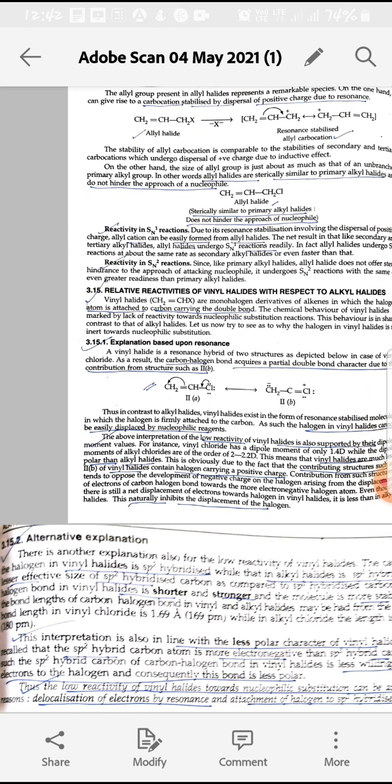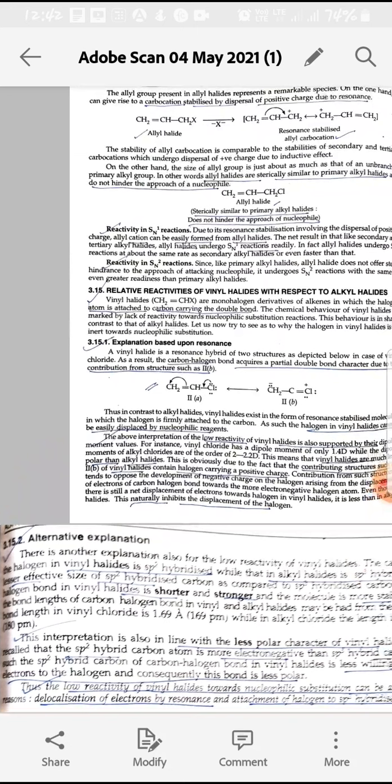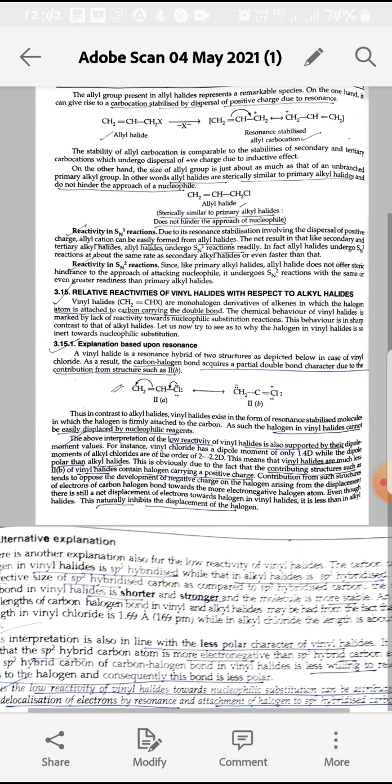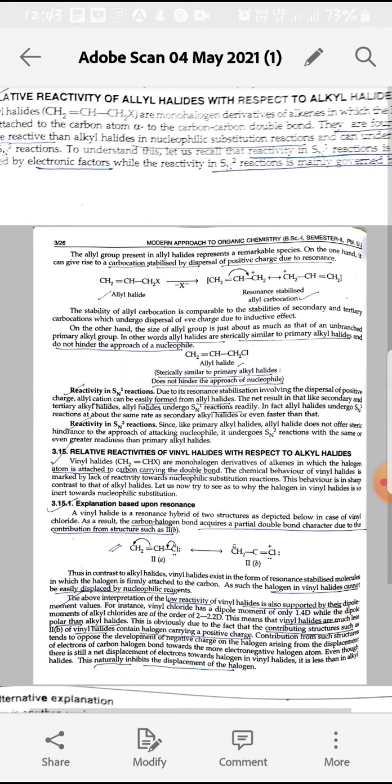So this will also be less polar, and the bond length is also less than in alkyl chlorides, and sp2 hybridized carbon is more electronegative than sp3, so there will be less displacement. So the low reactivity of vinyl halides is attributed to two reasons. One is delocalization of electrons by resonance, and second is attachment of the halogen to an sp2 hybridized carbon atom. It means vinyl halides are less reactive than alkyl halides, whereas allyl halides are more reactive than alkyl halides. Thank you, students.